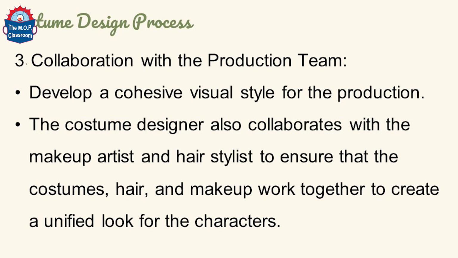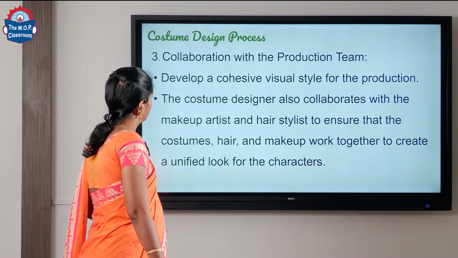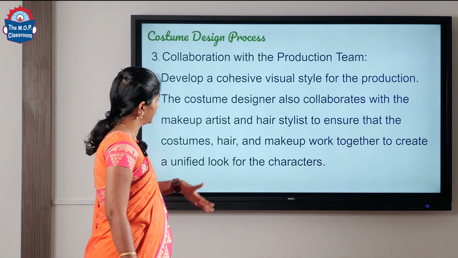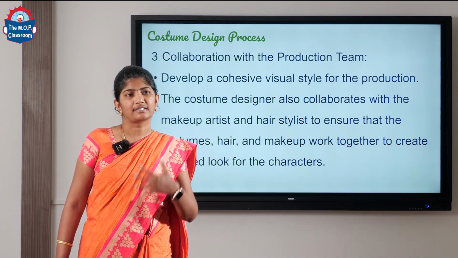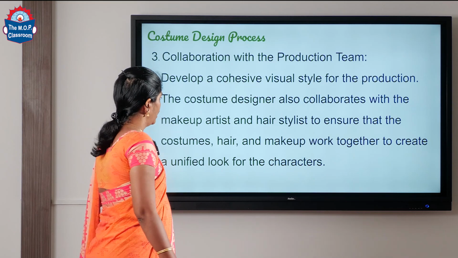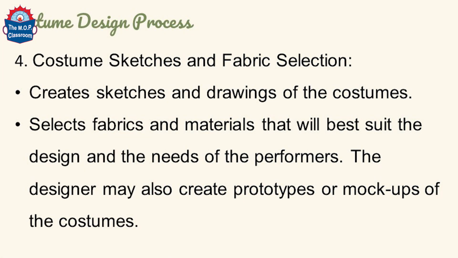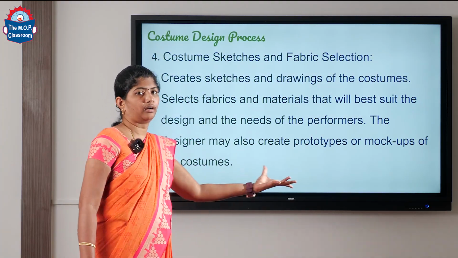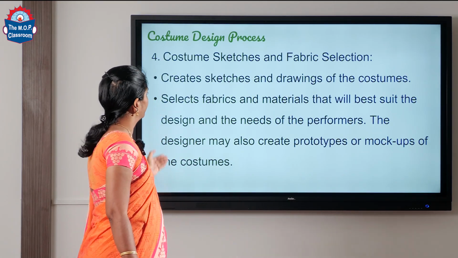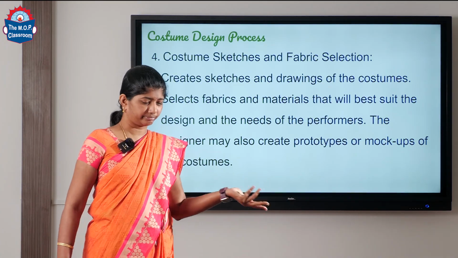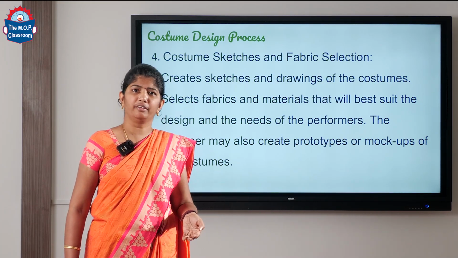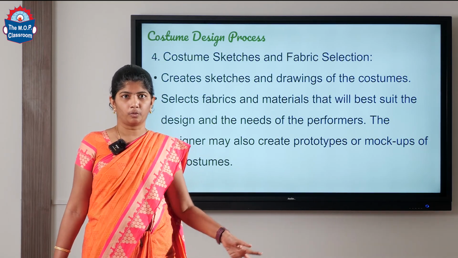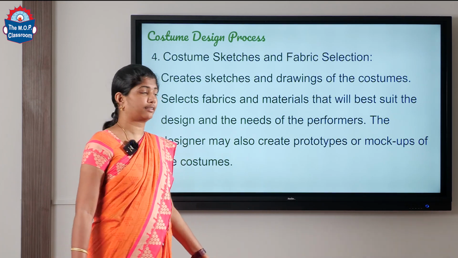Collaboration with the production team. You get along with the production team and then you prepare a proper visual style for your movie. The costume designer collaborates with the makeup artist and hairstylist to ensure that your hairstyle and your makeup also go together with your costume. Costume sketches and fabric selection. By this time, the costume designer prepares a proper costume sketch and gives it for approval to the director. After that, they choose the fabrics too, saying this kind of fabric will work out, this kind of fabric will not work out for this particular character. Sometimes, in something like Marvel movies, they also create prototypes for the costume design too.